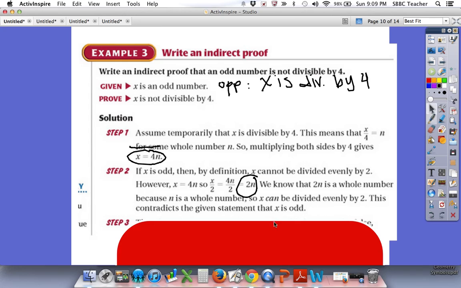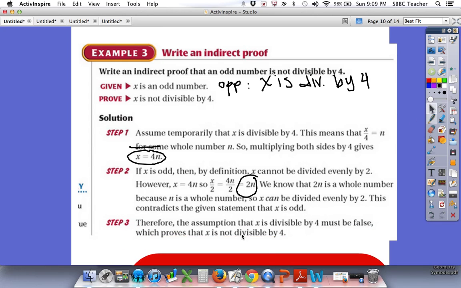Therefore, in step 3, we can say that the assumption that x is divisible by 4 must be false, which proves that x is not divisible by 4. So that's why it's called an indirect proof. It's a roundabout way of showing that what you're trying to prove is actually true. You first assume the opposite, then show a contradiction, and then you can conclude that the proof statement is actually true.